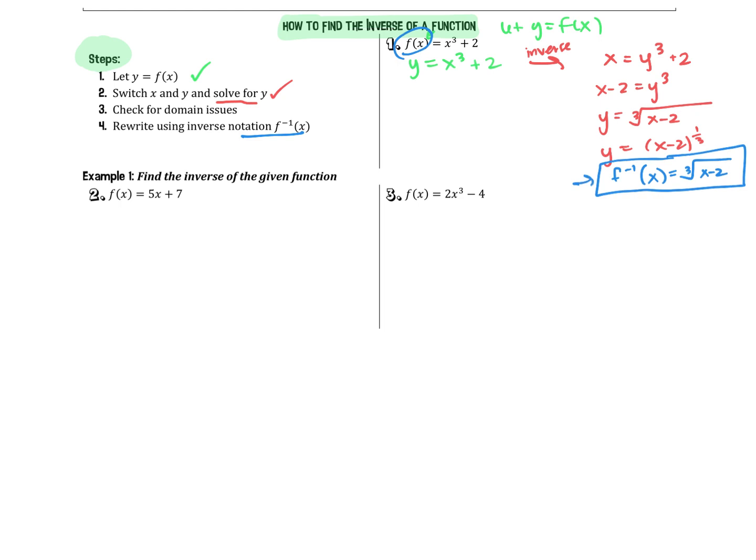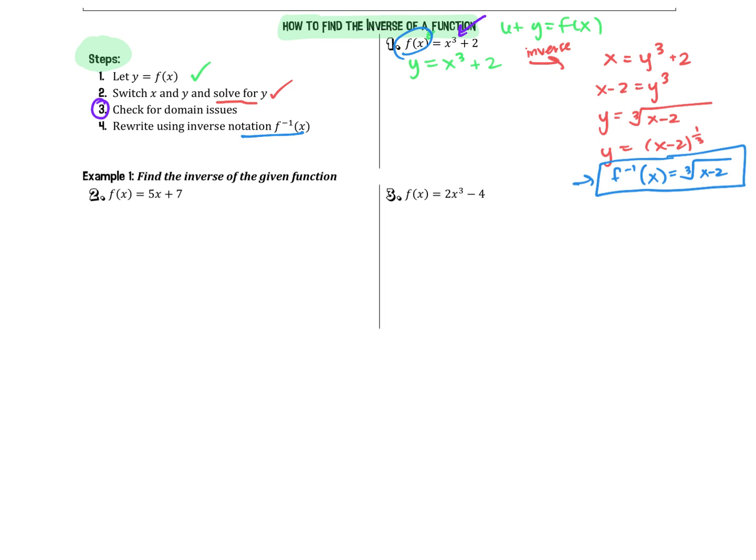So you're going to start by defining y to be f of x, flipping your x and your y, and solving for y. The one thing I didn't mention here, which I will make sure we get to in at least one of our examples, is that we need to check for domain issues. If there are x values that are not allowed to be plugged in, that's going to affect the domain of the inverse as well.